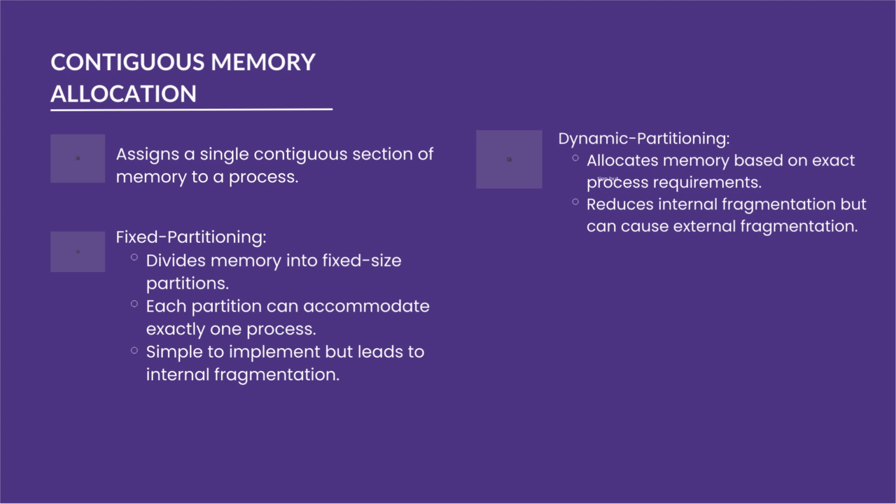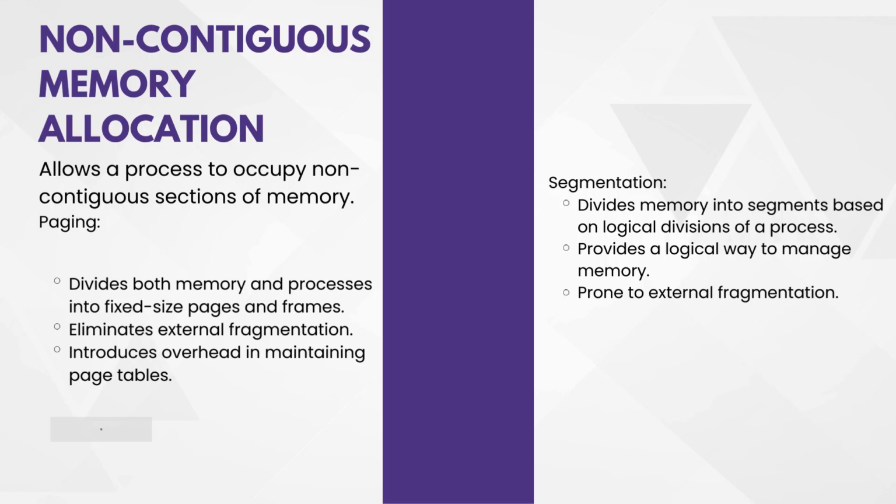The other one is dynamic partitioning. Dynamic partitioning allocates memory based on the exact requirements of processes, leading to partitions of variable sizes. It reduces internal fragmentation, but it can cause external fragmentation. Now the next one is non-contiguous memory allocation. Non-contiguous memory allocation allows a process to occupy non-contiguous sections of memory. This method is more flexible and can efficiently utilize memory space. It includes paging and segmentation.